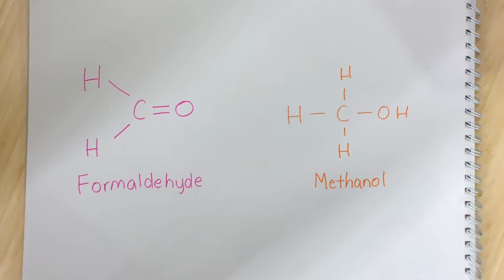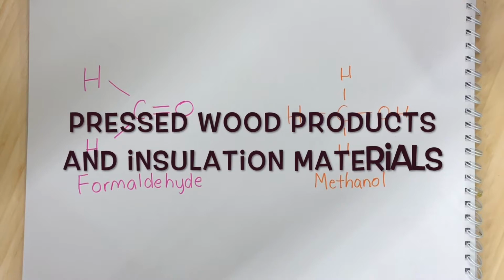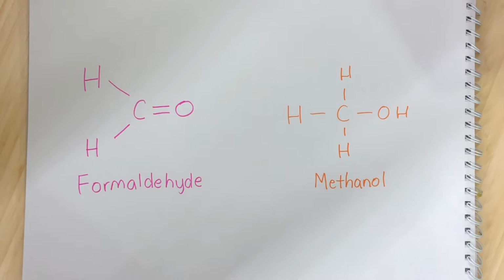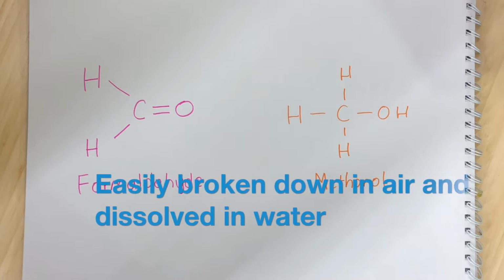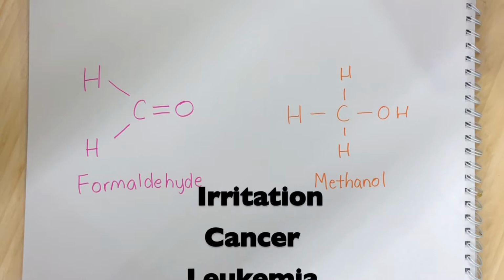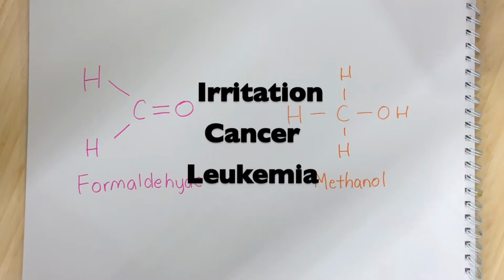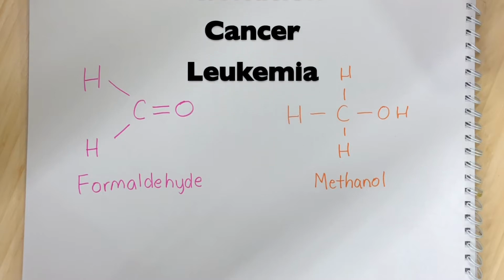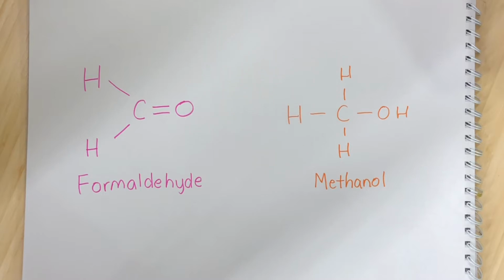Formaldehyde is commonly used in making building materials such as pressed wood products and insulation materials. It is also easily broken down in the air and dissolved in water, so the potential risk of exposure is high to humans. Exposed formaldehyde on skin increases the risk of allergic reactions such as irritation. There are also many controversies as to the effect of chemical exposure in the development of cancer and also leukemia.